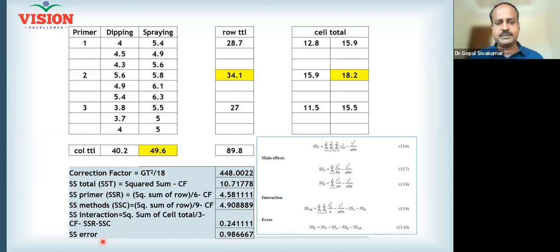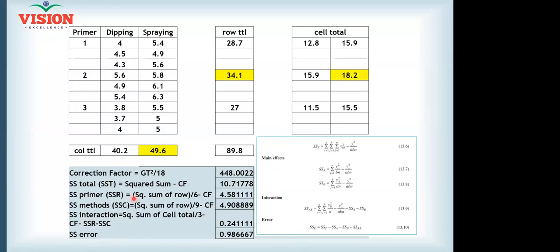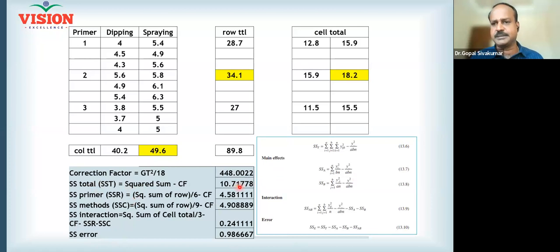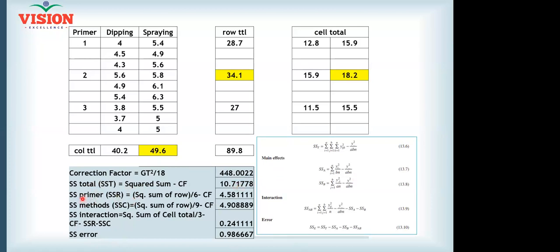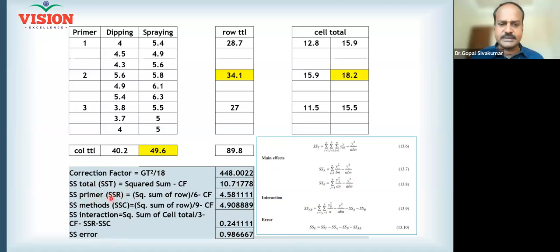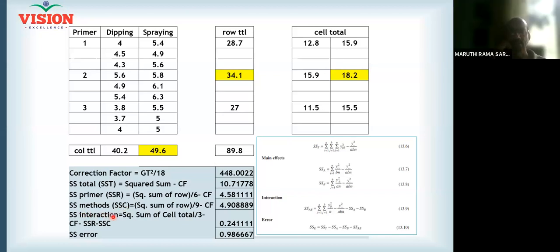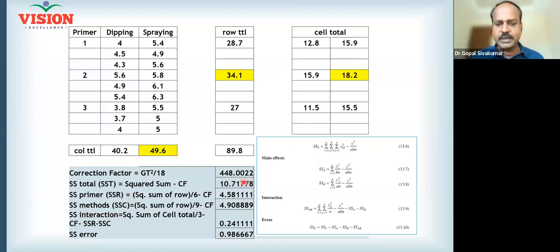Now, finally, error. Error means somewhere here you have the total sum of square. Total is how much? 10.7. Then there is the sum of squares for row, SSR, sum of squares for column, and sum of squares for interaction. So 10.7 minus 4.58 minus 4.9 minus 0.24. The balance is 0.98. All of you understand?